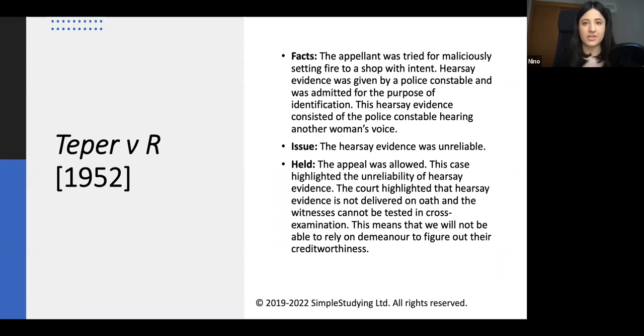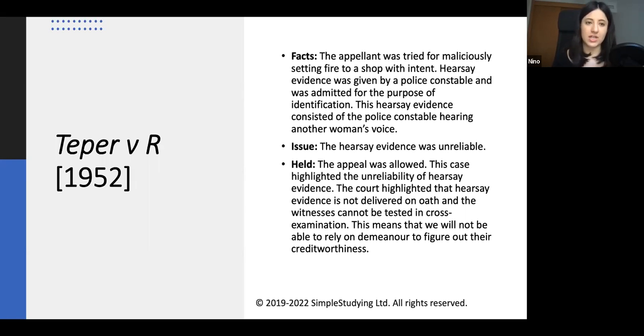Tapper v R is an important case. You should have a look. Here it was about hearsay evidence. The appeal was allowed. This case highlighted the unreliability of hearsay evidence. The court said that hearsay evidence is not delivered on oath and the witnesses cannot be tested in cross-examination.